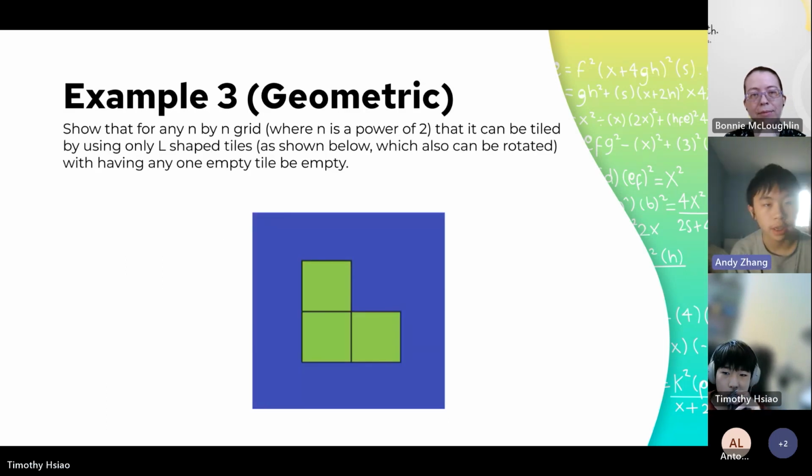So now we're going to look at a geometric proof. The question is, show that any n by n grid, where n is a power of 2, can be tiled using only L-shaped tiles. Next slide.